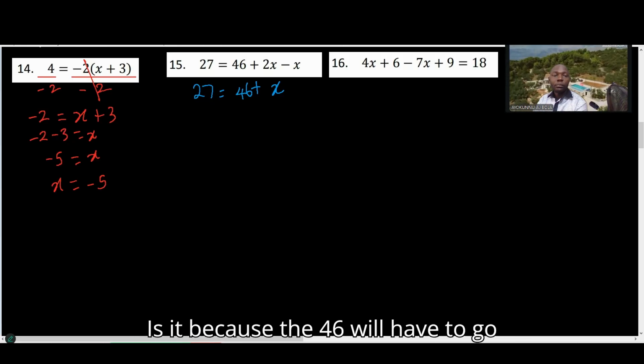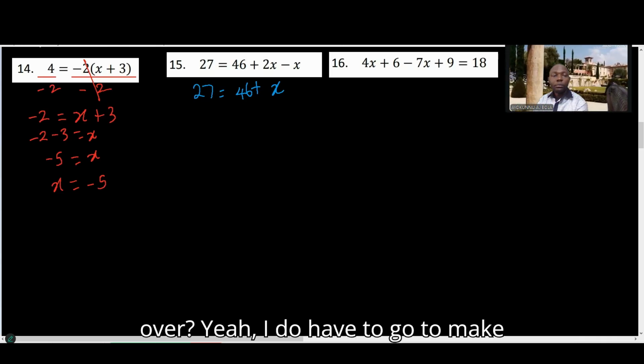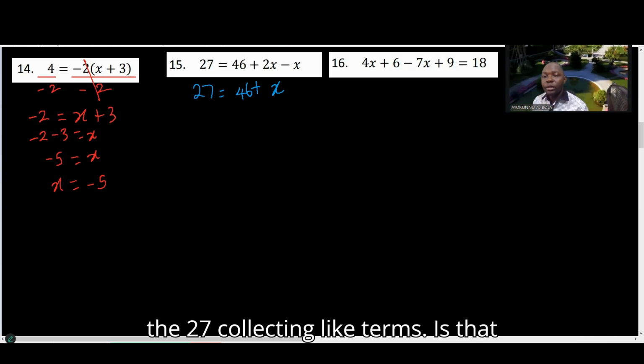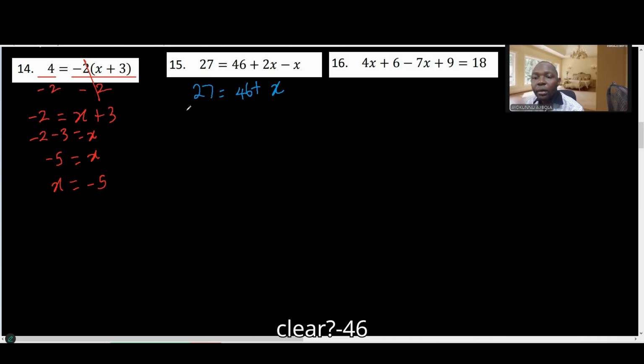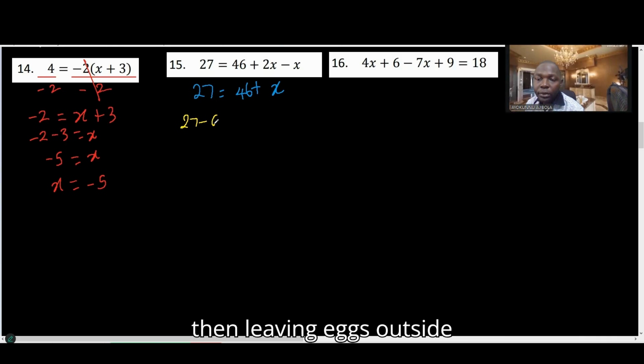Is it because the 46 will have to go over the equal sign, to meet 27, collecting like terms? Is that clear? Yes. Minus 46, then leaving x outside there.